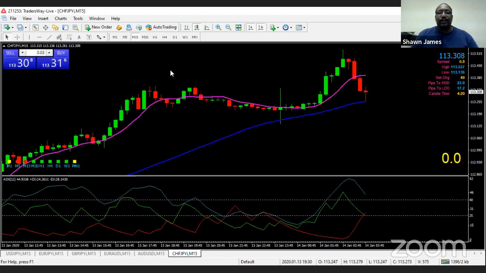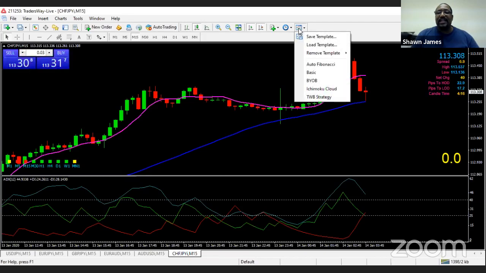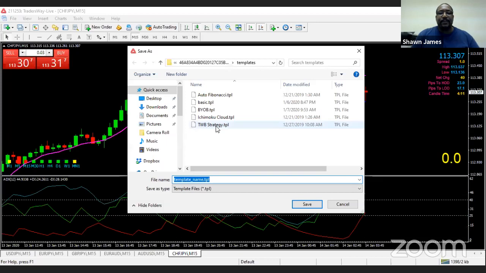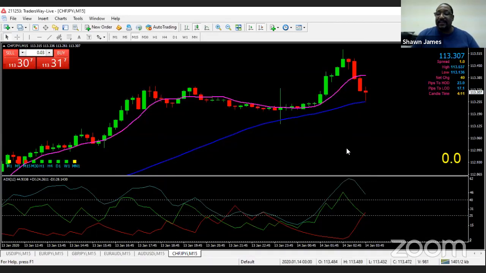So regardless, you'll set up your chart this way. Then I'll come up here to save template. I'll save it. And then I title it TWB strategy, hit OK, and save it as a template.